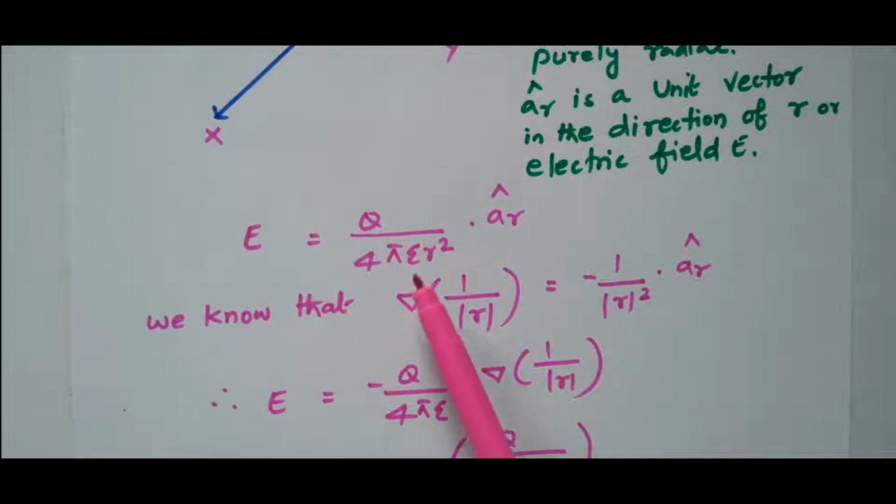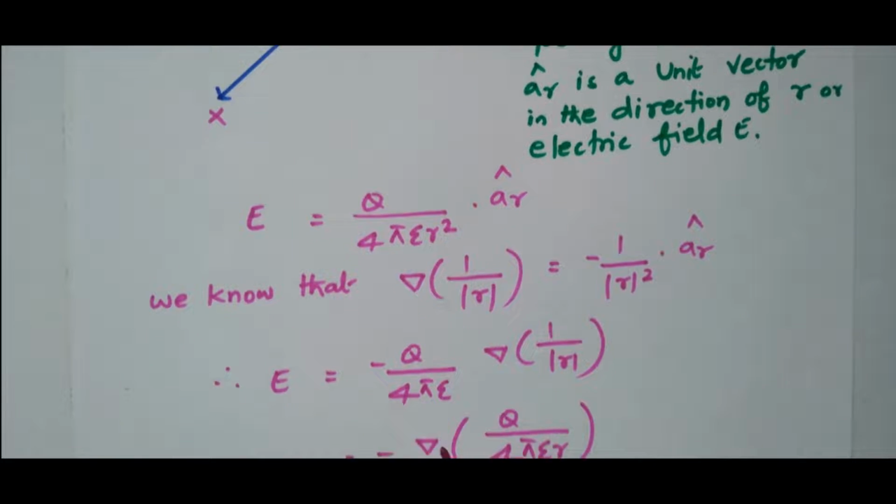So this 1 by r square available here can be replaced by del of 1 by r. Okay. So from this relation, what we got? Del 1 by r equal to minus 1 by r square. See this in this expression E, Q divided by 4 pi epsilon r square. So 1 by r square, this 1 by r square is replaced by this value, del of 1 by r with negative. So that is given here.